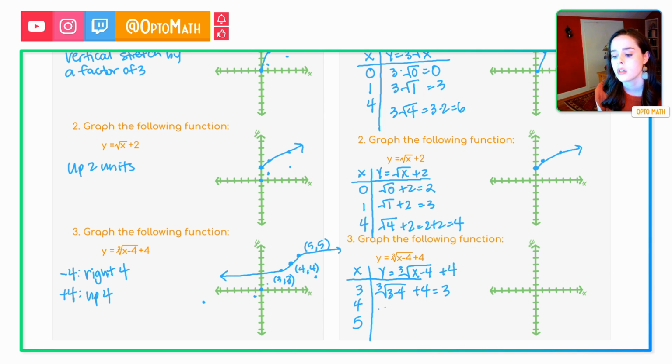Let's continue. The cubed root of 4 minus 4 plus 4. So it's a cubed root of 0, which is 0, plus 4, and that's 4. Now we have the cubed root of 5 minus 4, which is going to be the cubed root of 1. Don't forget we're adding 4. So 1 plus 4 is 5. So now we have these points: 3, 3, 4, 4, and 5, 5. And it looks something like that on the ends.